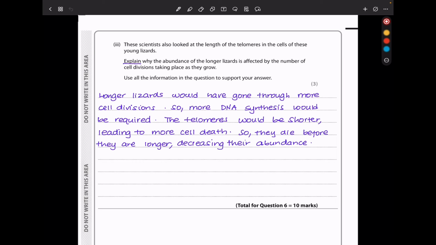Use the information in the question to support your answer. Remember we said for lizards to be longer, there is going to be more mitosis, and that will require more DNA replication, meaning the telomeres are going to become shorter and shorter. There is going to be more cell death, meaning more lizards could die before they reach maturity, and that's why maybe we see fewer longer lizards. So I said longer lizards would have gone through more cell divisions, so more DNA synthesis would be required. The telomeres will be shorter, leading to more cell death, so they die before they are longer, decreasing their abundance.